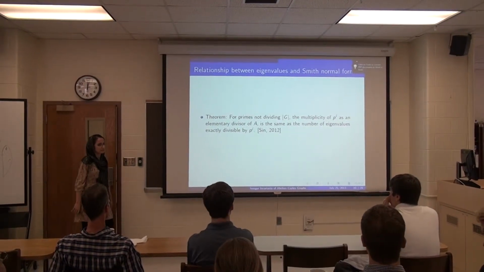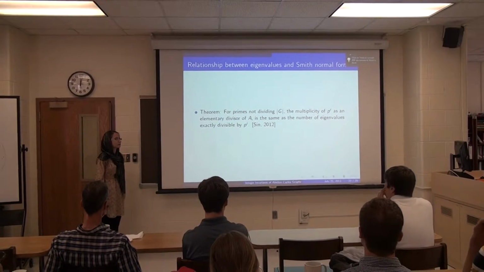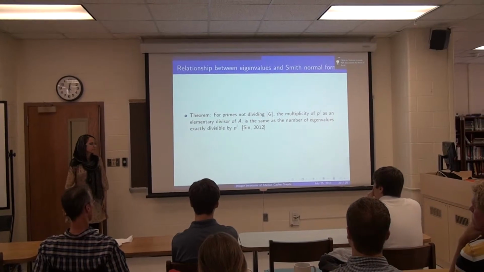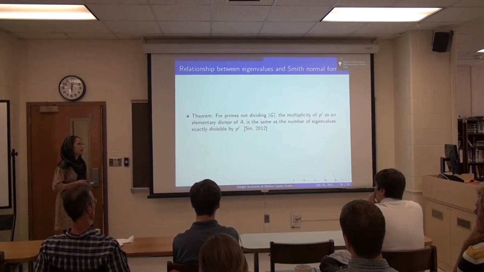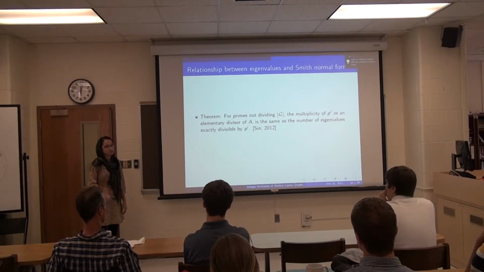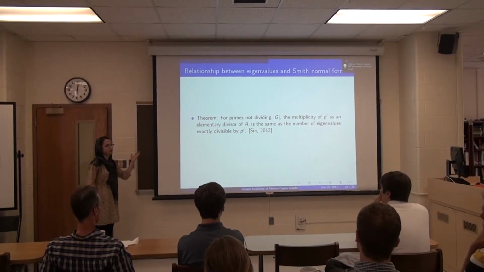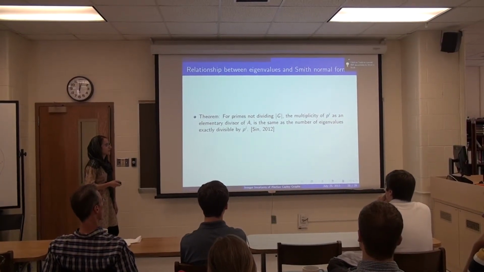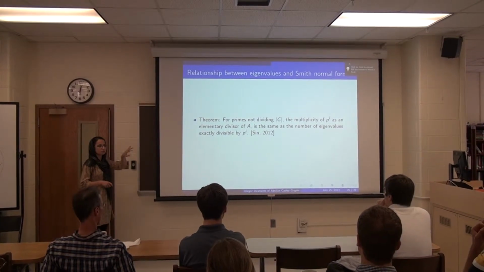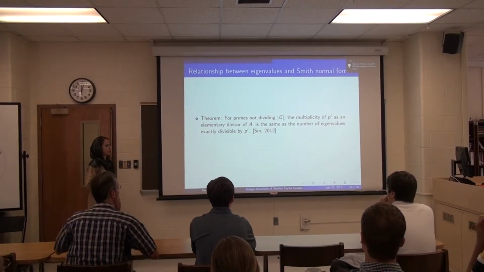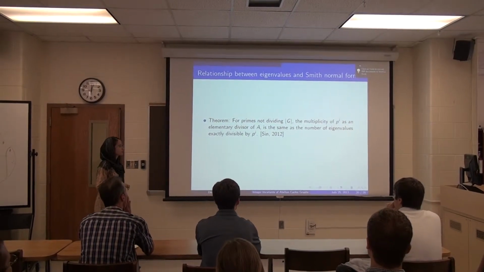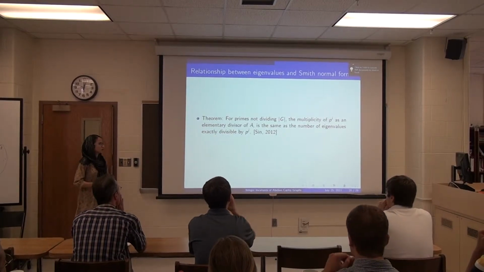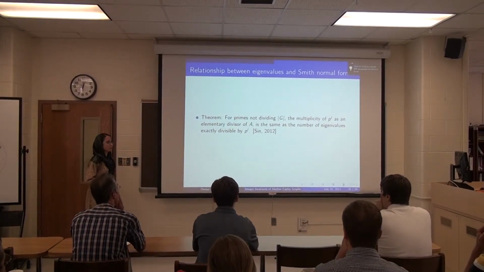So at the most general level, we said there is no connection between Smith normal form and eigenvalues. However, when we limit ourselves to the abelian groups, a connection does exist, and it's given by this theorem. So it says for primes not dividing the order of G, and the order of G simply means the number of group elements you had. So thinking back to the cube, we had 8 elements. So the multiplicity of a prime occurring as an elementary divisor, when we broke up those factors into their primes, is the same as the number of eigenvalues exactly divisible by that prime P we're interested in. So we see that eigenvalues are very, very important to us.